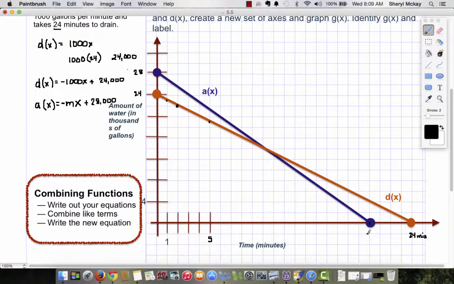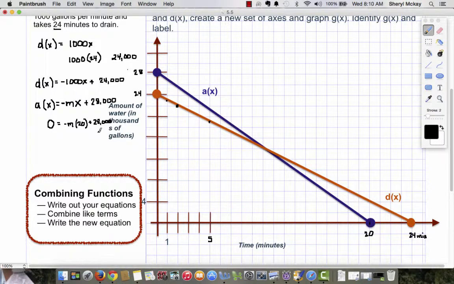You should have been able to count and just see that it took 20 minutes, okay? So we know that at 20 minutes, the amount of water in the pool is 0. So I'm just going to write a little 0 here, equals negative m times 20, plus 28,000. So that means how fast did it have to be draining to be empty at 20 minutes?